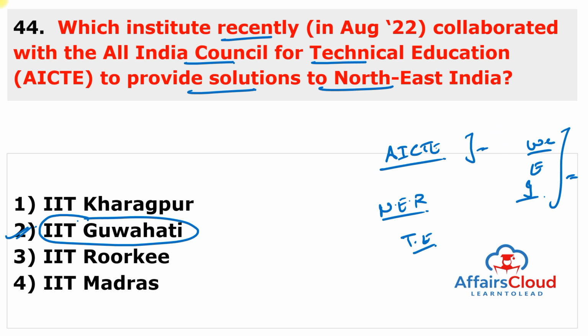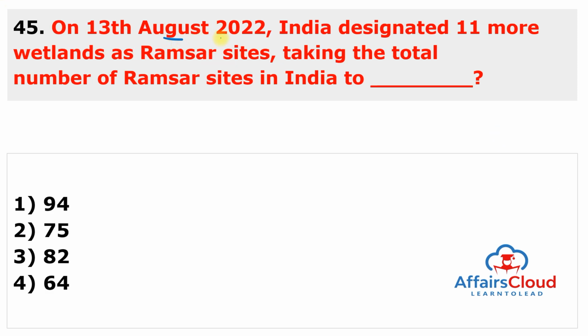Moving to next question. On the 13th of August 2022, India designated 11 more wetlands as the Ramsar sites, taking the total number of Ramsar sites in India to 75. Earlier this was 64, but 11 newly added, so total Ramsar sites are 75.